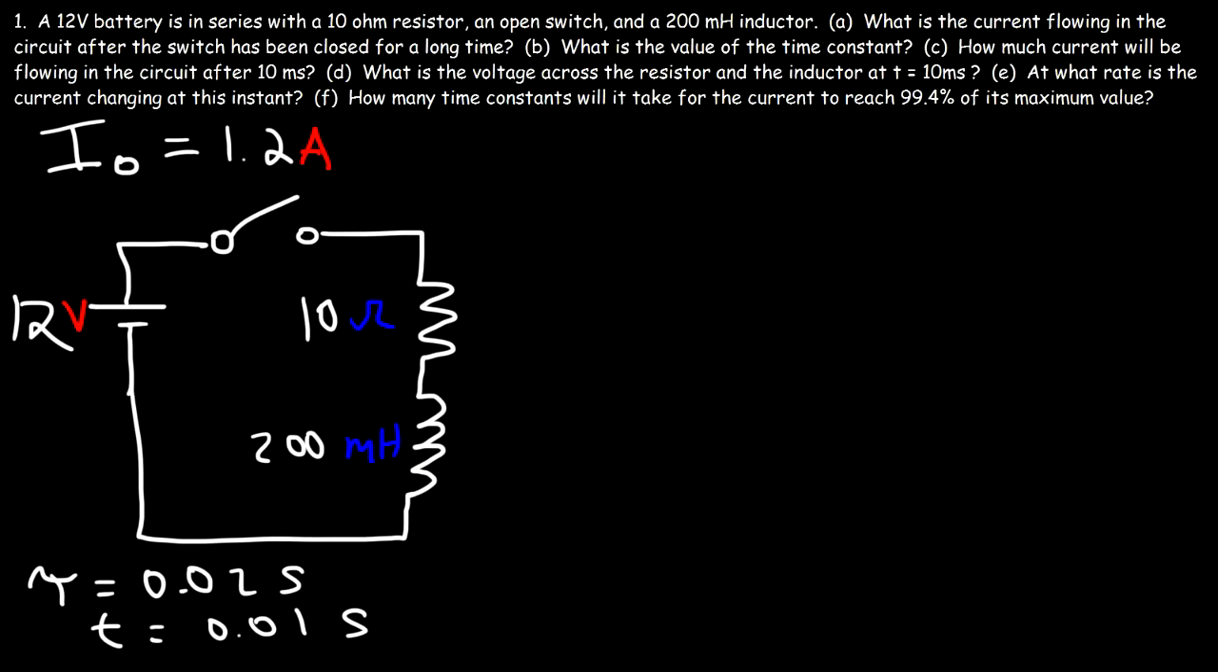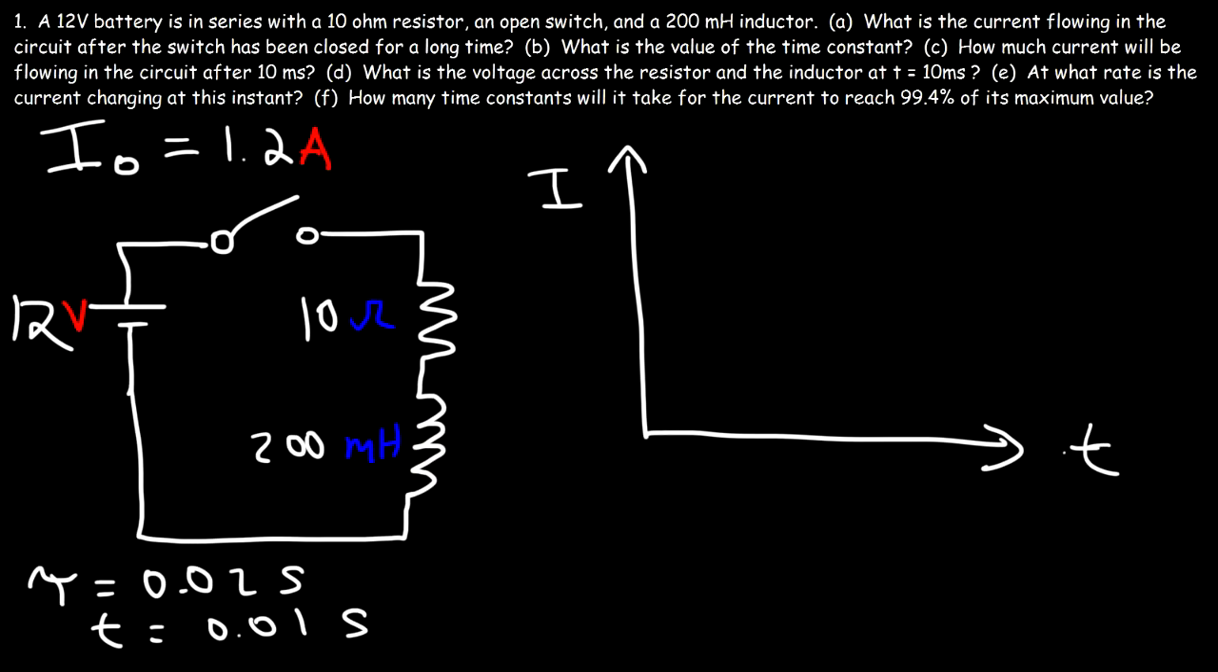So now, how can we use this information to calculate the current? When the switch is closed, the current is going to increase from 0 to 1.2. And so we're going to have a graph that looks like this. This is the current on the y-axis. On the x-axis is the time. And this is the maximum current, 1.2 amps. It's going to start from 0 and gradually increase to its maximum value.